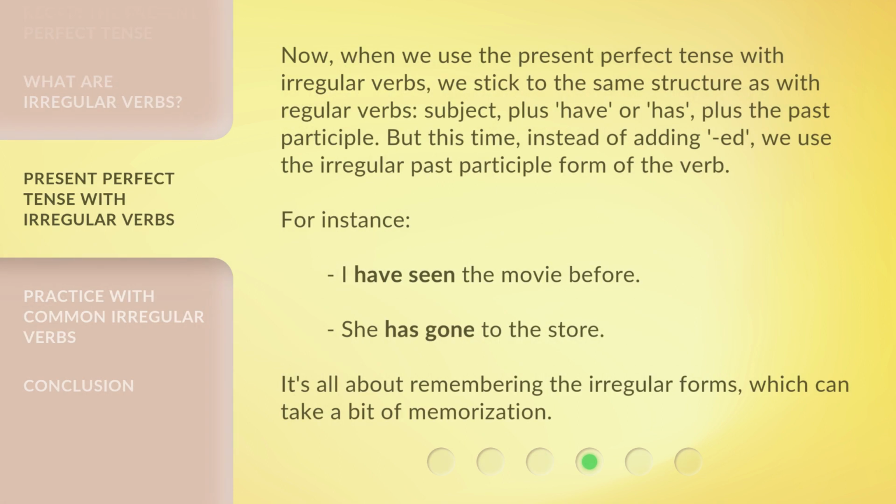Now, when we use the present perfect tense with irregular verbs, we stick to the same structure as with regular verbs: subject, plus have or has, plus the past participle. But this time, instead of adding -ed, we use the irregular past participle form of the verb. For instance, I have seen the movie before. She has gone to the store. It's all about remembering the irregular forms, which can take a bit of memorization.